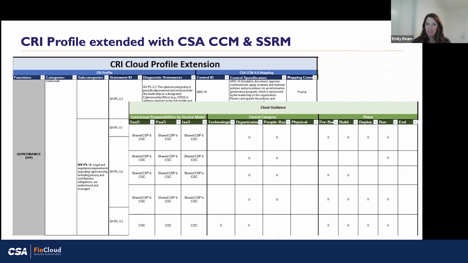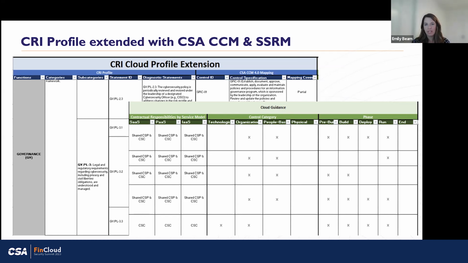What is really unique, I think, about the contractual responsibilities by service model is that there were both firms and major CSPs at the table, really going control objective by control objective, saying, this is where we are responsible and this is where you are responsible. So it really does provide a baseline level of expectation that you can use potentially for developing your contracts as you move to the cloud.